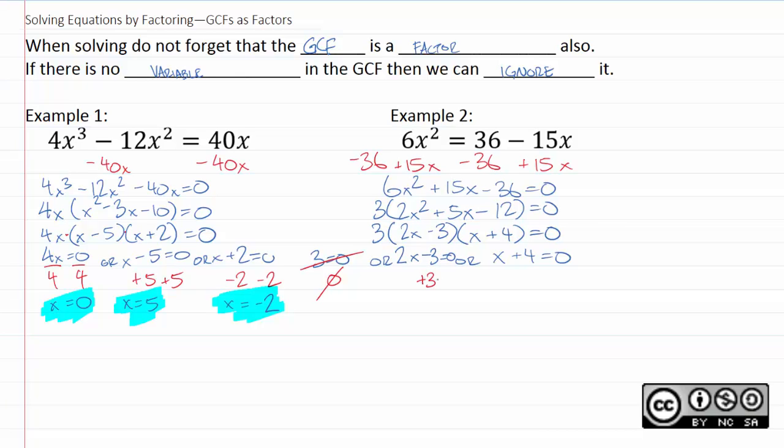If 2x minus 3 equals 0, I can add 3 to both sides. I get 2x equals 3. I'll divide by 2. And I get x equals 3 halves. As for x plus 4 equals 0, I'll simply subtract 4 from both sides, and I get that x equals negative 4. So once again, we have 2 possible answers here. And again, we ignore the outside because it doesn't have a variable. So just remember that if the GCF does have a variable in it, you want to set it equal to 0. If it doesn't, you can just ignore it.